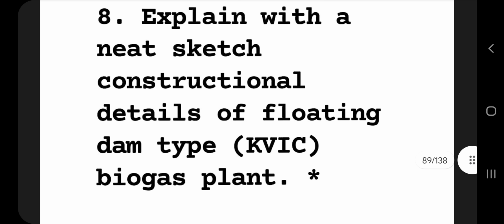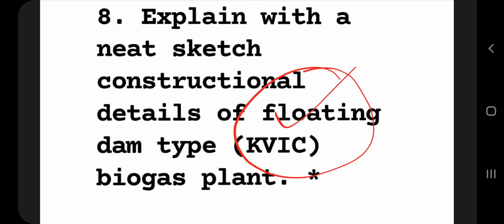Next, explain with a neat sketch the constructional details of a KVIC biogas plant. See, what I am telling you is the Indian biogas plant I told you about, right? That one was explicitly asked 5 times. This one was also explicitly asked more than 5 times. But the answer is the same. Both are the same, so it's repeated 10 times.